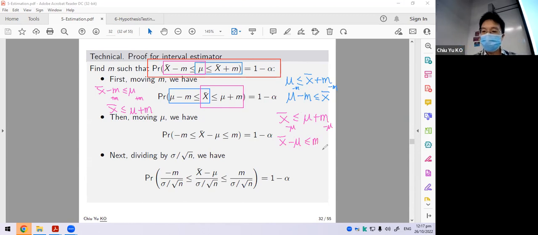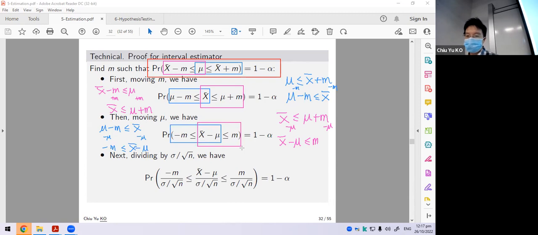And we can do the same for the other side. This side is this side, right? Mu minus m is less than x bar. So we can move mu to the other side because we subtract mu, right? So it becomes negative m is less than x bar minus mu. All right, so that is here, and that is here again. I guess it's clear what we're doing.